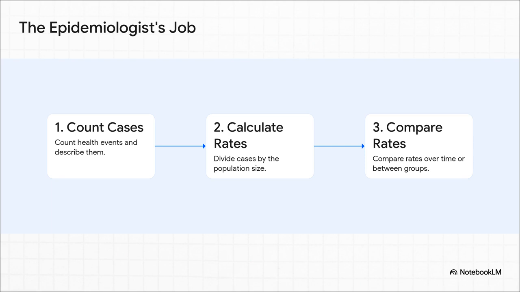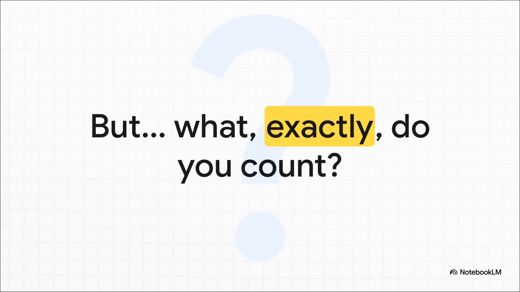You know, at first glance, an epidemiologist's job looks pretty straightforward. It's this simple three-step process. First, you count up all the cases, then you do a little math to calculate the rates, and finally, you compare those rates to see if anything weird is going on. Simple enough, right? But here's where it gets tricky.